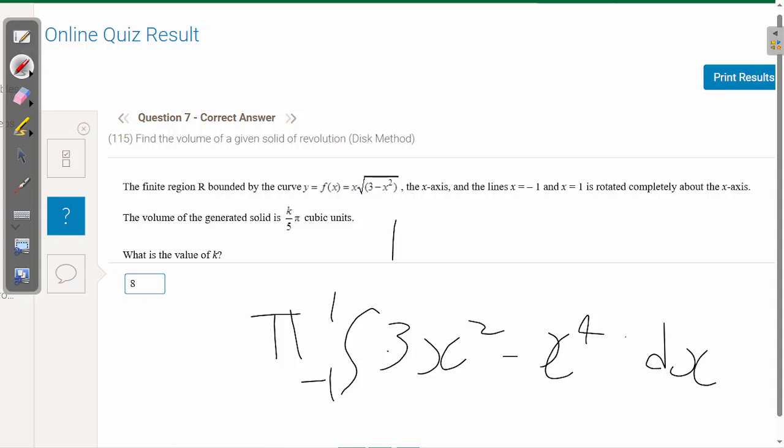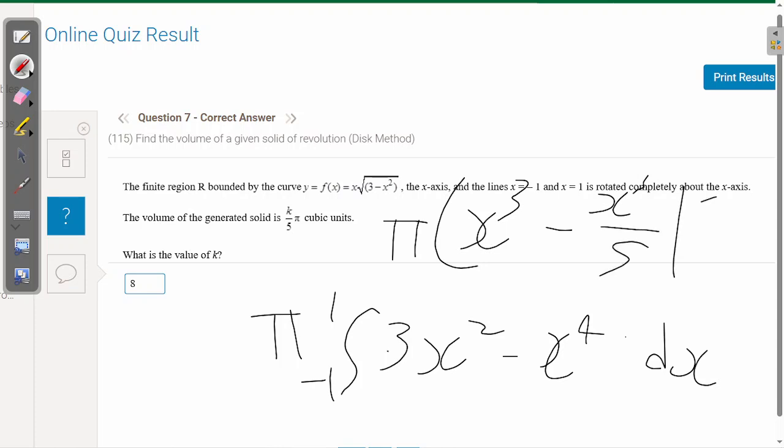Now integrate. The integral of 3x squared is going to be 3x cubed over 3, which is just x cubed, minus x to the power 5 over 5, then from negative 1 to 1.